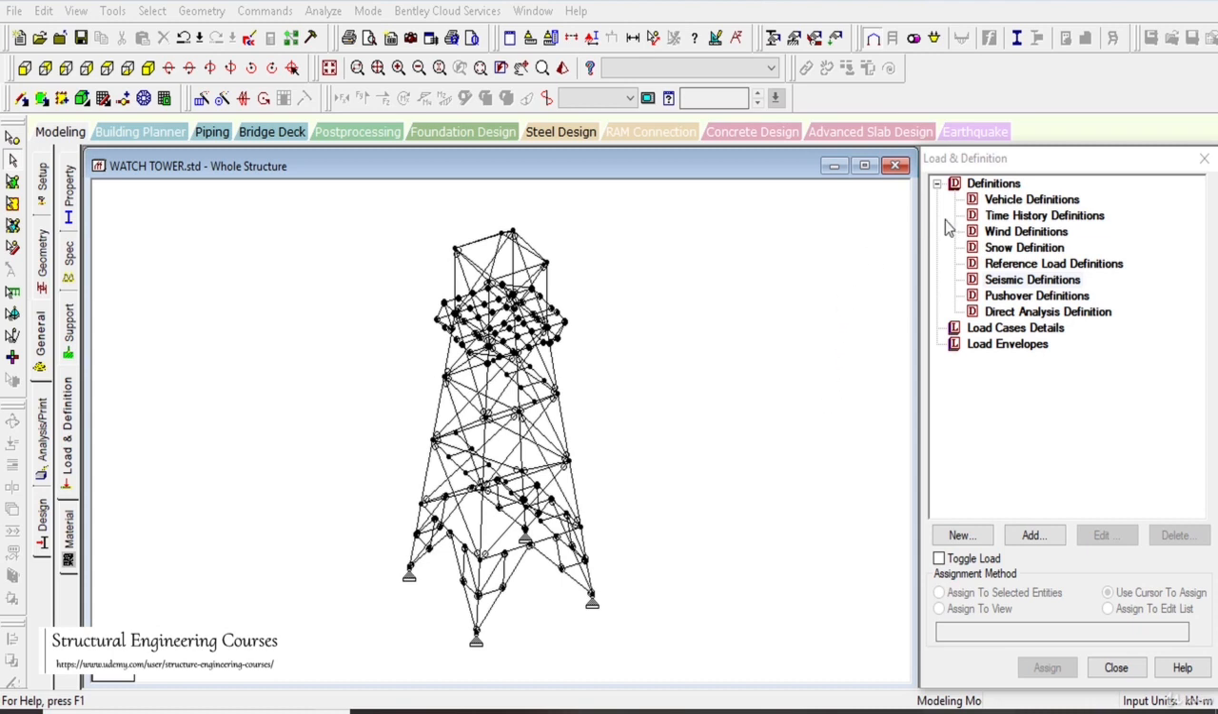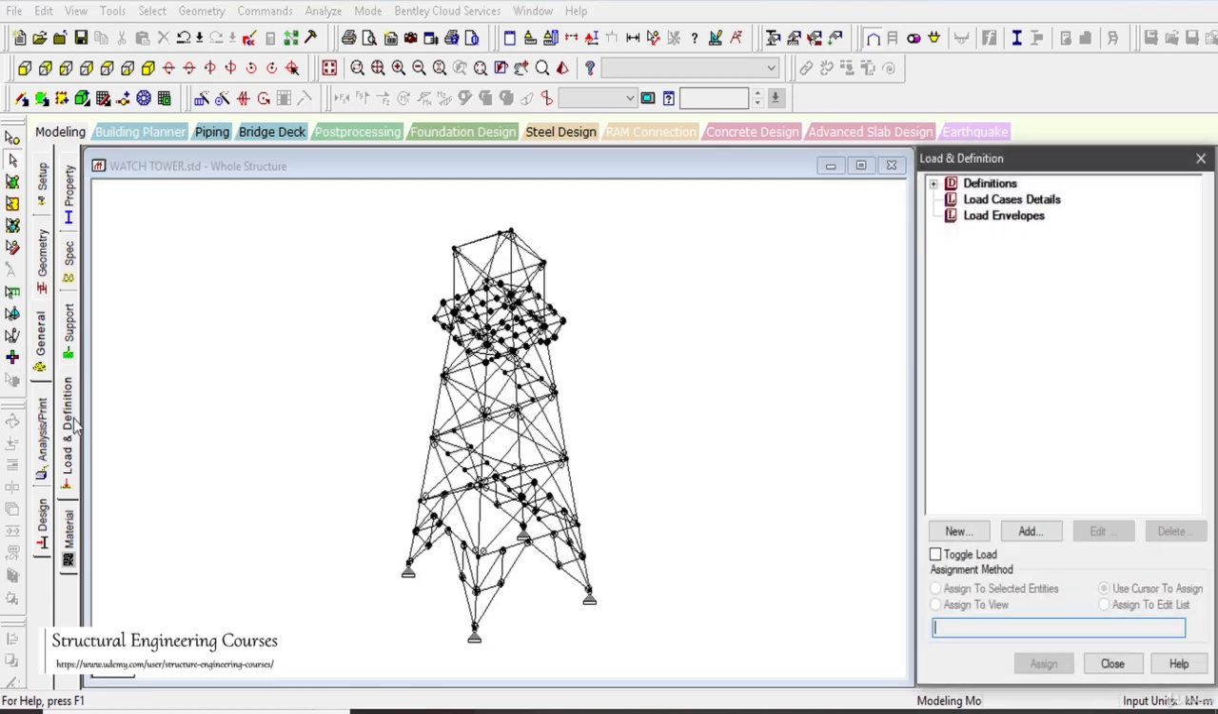So first of all, we should go to general load and definition. Here we will see that there are various options. Number one is the definition, load cases, details, and load envelopes. So we can go to definitions, left click on seismic definitions, add.